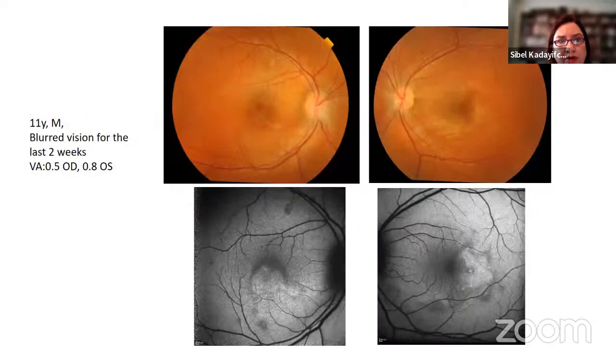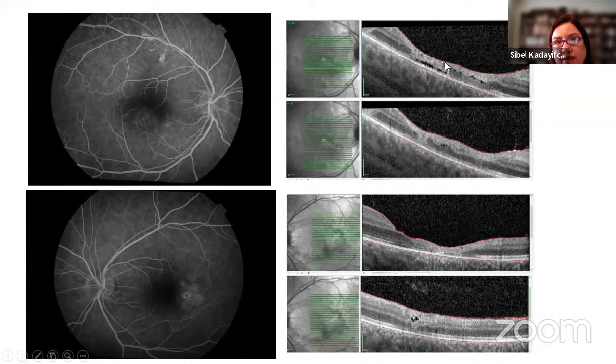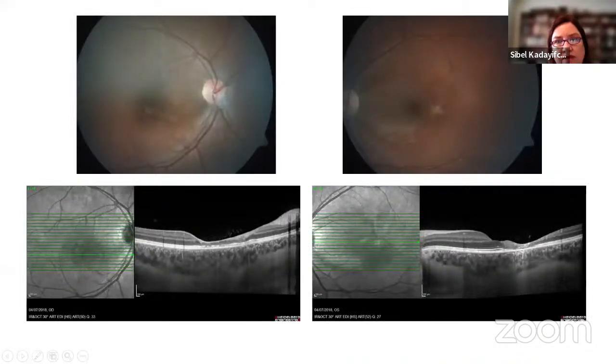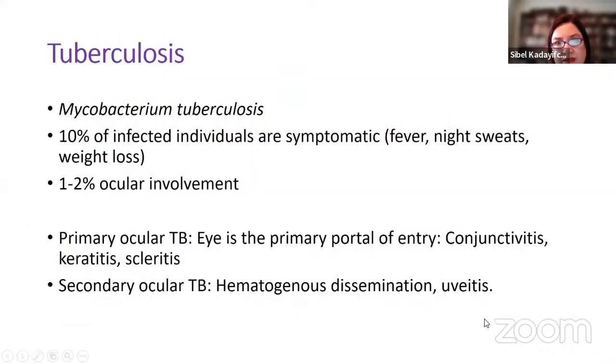This 11-year-old boy came with the complaint of blurred vision for the last weeks. The patient was seeing 0.5 in the right eye and 0.8 in the left eye. The fundus autofluorescence findings and especially the OCT findings let us think about SSPE and we sent him to a neurology consultation, which resulted in the definitive diagnosis. After 2 years, we see atrophy at the macular area, and the patient is still alive, but cerebral signs have progressed.